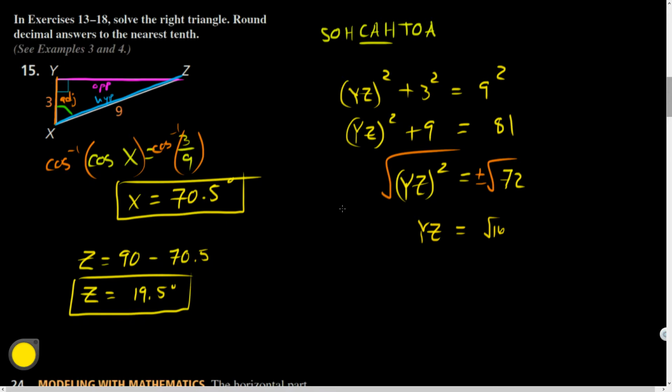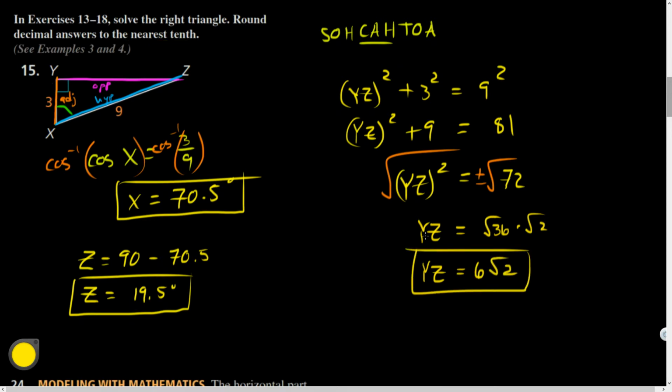Oh, wait a minute. 36. Oh, wow. There we go. Square root of 36 times 2 is 6 rad 2. They asked for the nearest tenth, so we'll give it to them. 8.5, I'm being told. So YZ is approximately 8.5.